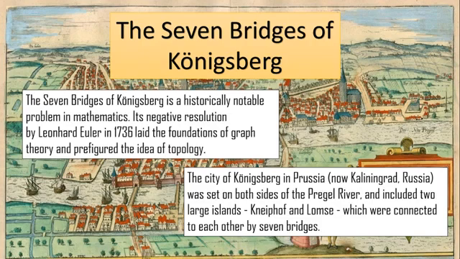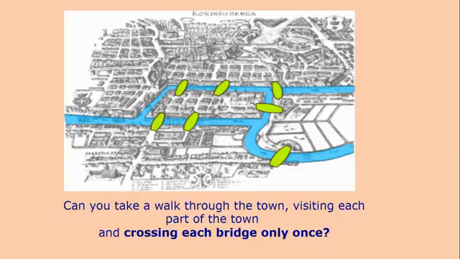The Seven Bridges of Königsberg is a historically notable problem in mathematics. Its negative resolution by Leonhard Euler in 1736 laid the foundations of graph theory and prefigured the idea of topology. The city of Königsberg in Prussia, now Kaliningrad in Russia, was set on both sides of the Pregel River and included two large islands, which were connected to each other by 7 bridges.